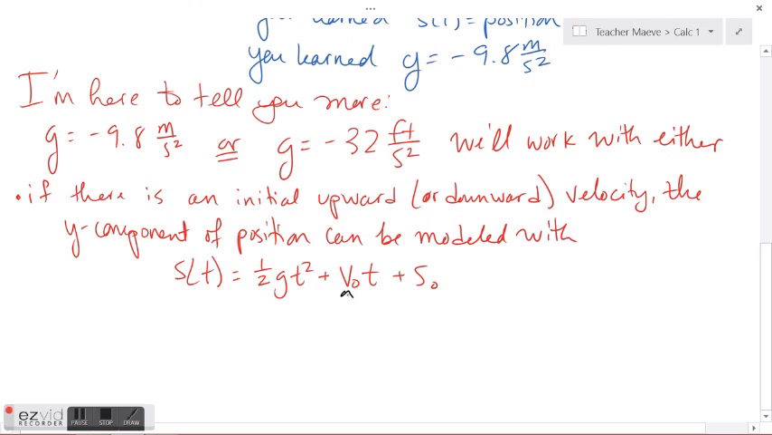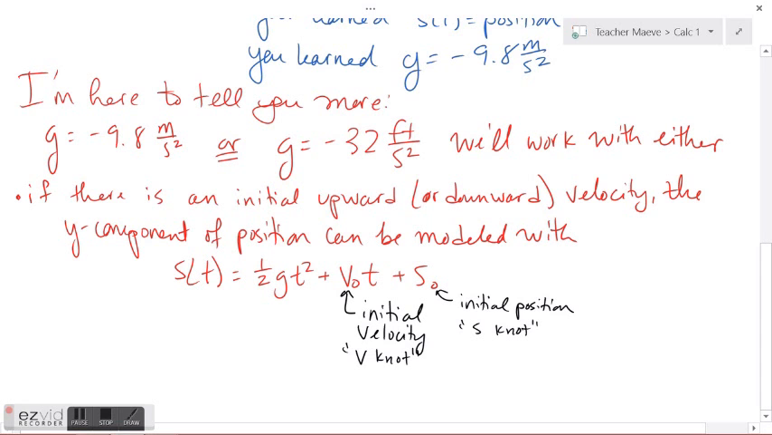So v naught is the initial velocity, and we put 0 because it's at t equals 0 seconds. The notation makes sense. So s naught is the initial position. Again, we call it s naught, and naught means initial, with t equals 0.